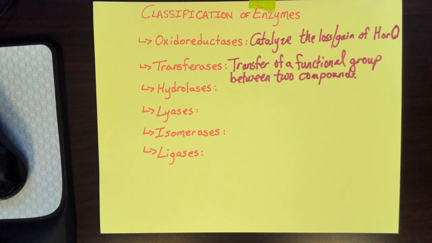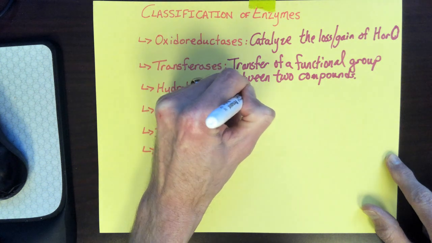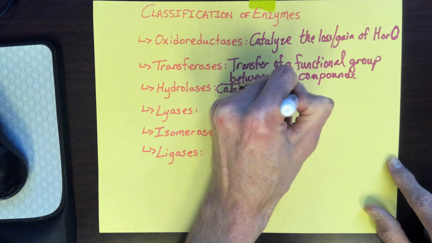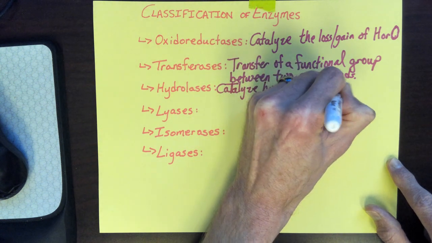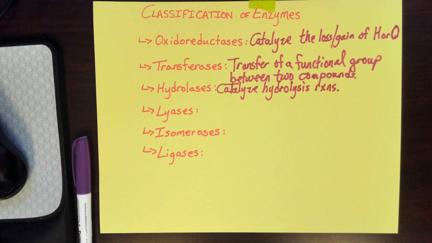These catalyze hydrolysis reactions, which let's remember, this is where you add water to split a compound into two products. We see this with proteases. Proteases catalyze the hydrolysis of the peptide bonds in proteins, so that you can break down the primary structure.